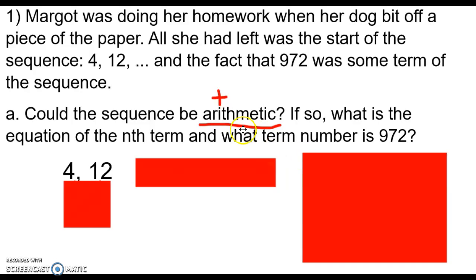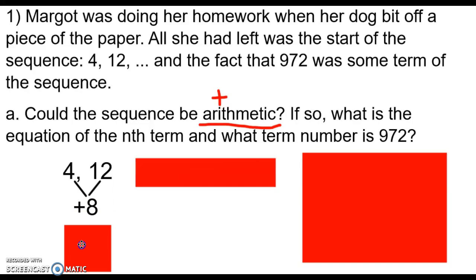So the first thing we should know is that an arithmetic sequence means that we are going up by addition or down by subtraction. So addition or subtraction is our pattern. So if this was an arithmetic sequence starting at 4 and going to 12, we would be adding 8. So our pattern here is adding 8.